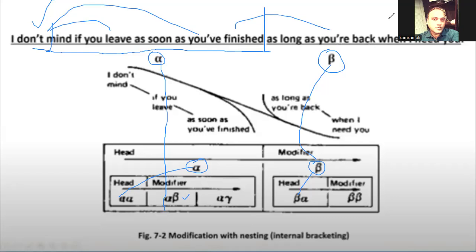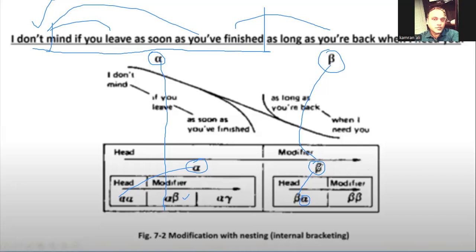Now, this is tricky, right? Because as long as you are back, when I need you, this is also kind of a dominant clause, right, when it's attached with this one, because this is conditioning that one, right? Okay. So that's why it's being termed as alpha.